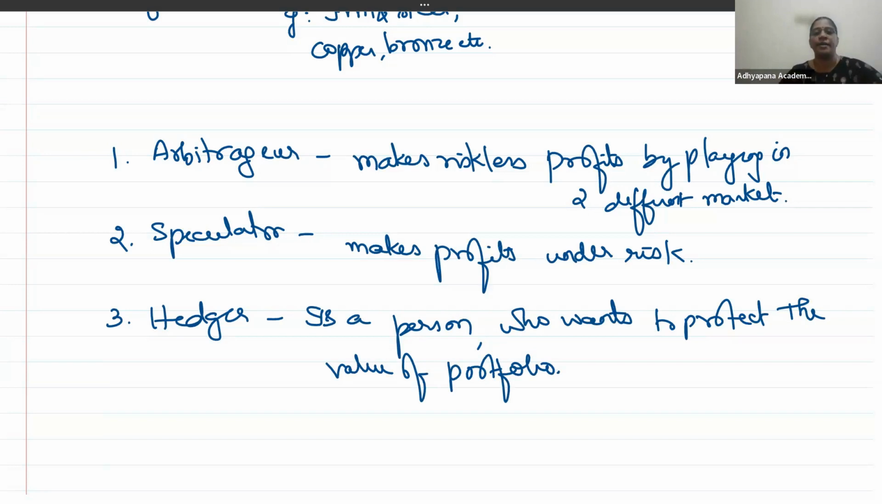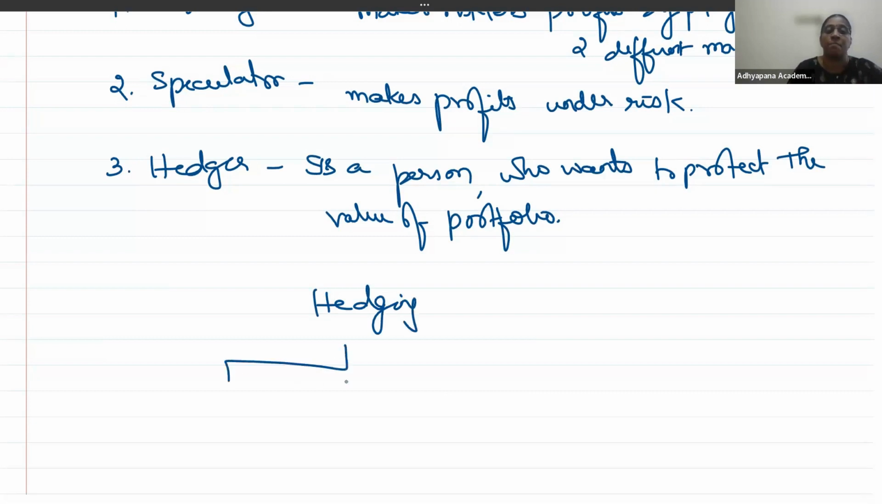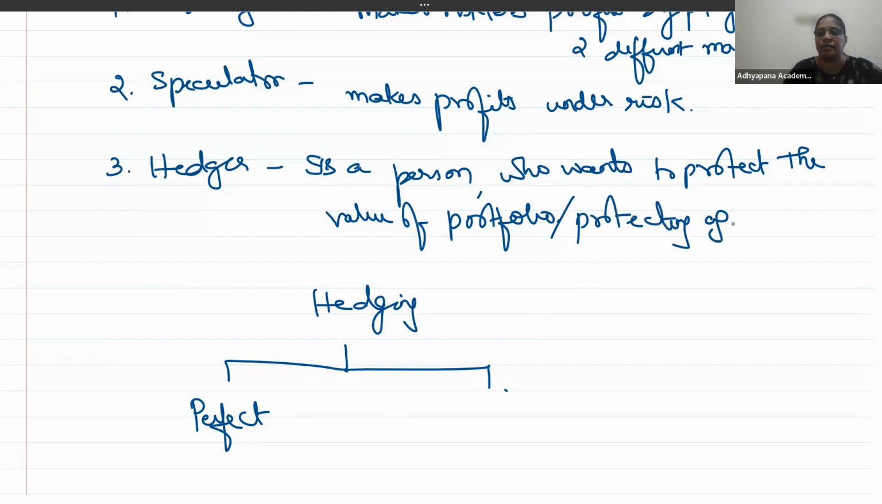Okay. So, hedging can be of two different types. One is a perfect hedge and the other is an imperfect hedge. Hedging is protecting yourself against risk. As a person who wants to protect the value of the portfolio, which means protecting against risk, under hedging you have two types of hedge: a perfect hedge and an imperfect hedge.